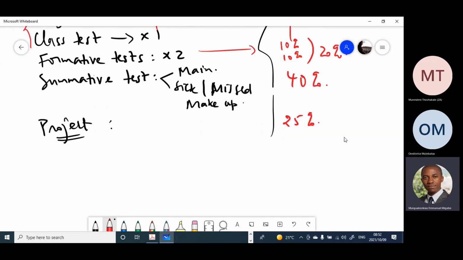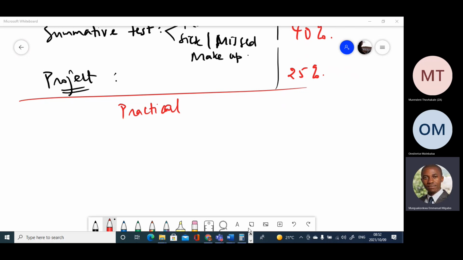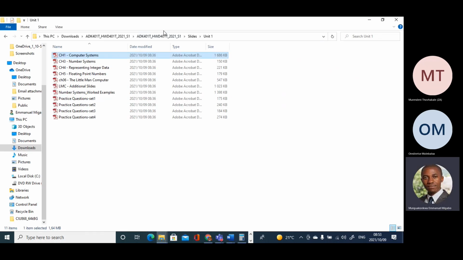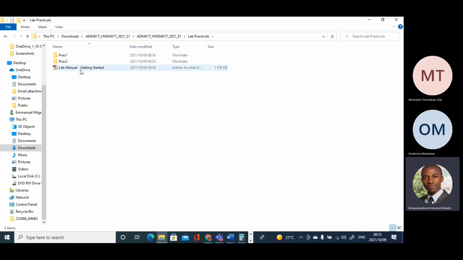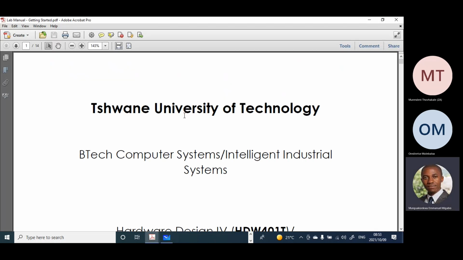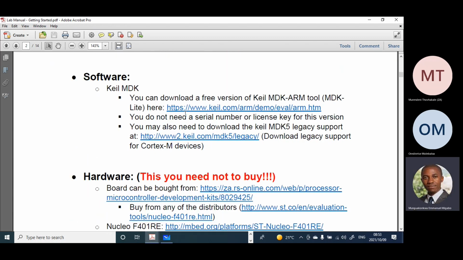Speaking of practicals, the next thing we discuss now, I want to speak about the practical aspect of things. What microcontroller are we going to use? What softwares and tools do you need to install? I just want to go to the lab manual. Okay, so now, we will use Keil.